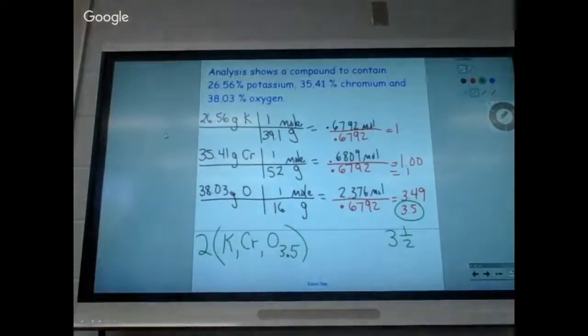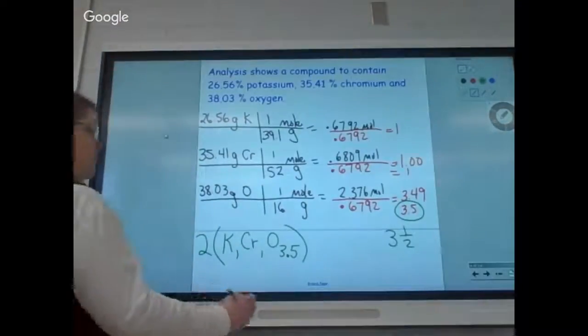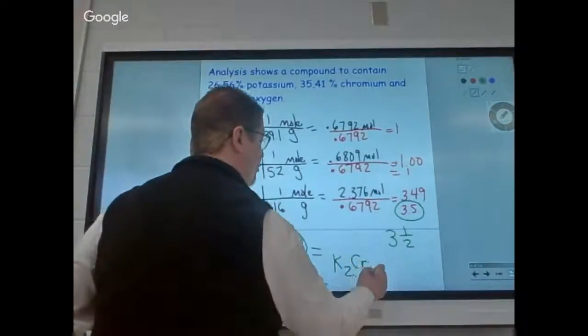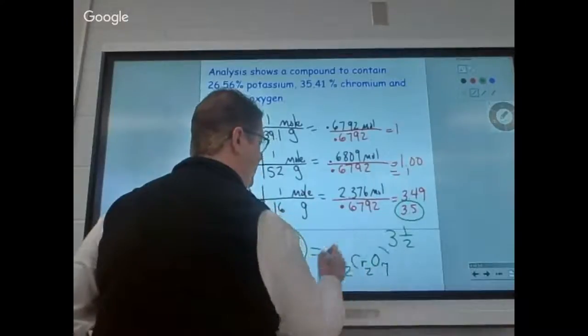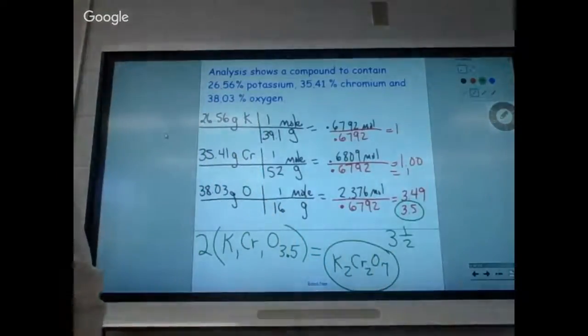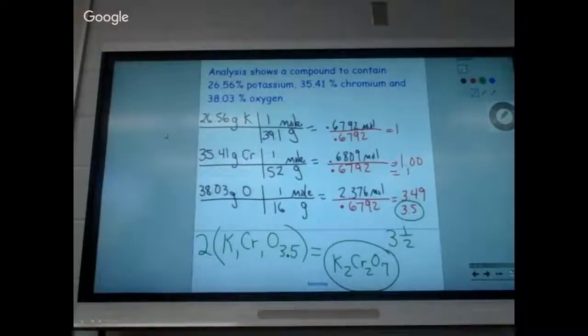So what's the answer after we multiply this? K2, CR2, O7 is our answer. The whole equation. Just like in algebra class, can you only multiply one number? No. You got to do it to both sides. You can't just do it to one. So if I multiply oxygen by 2, I got to multiply potassium and chromium by 2. Got to do it to everything.